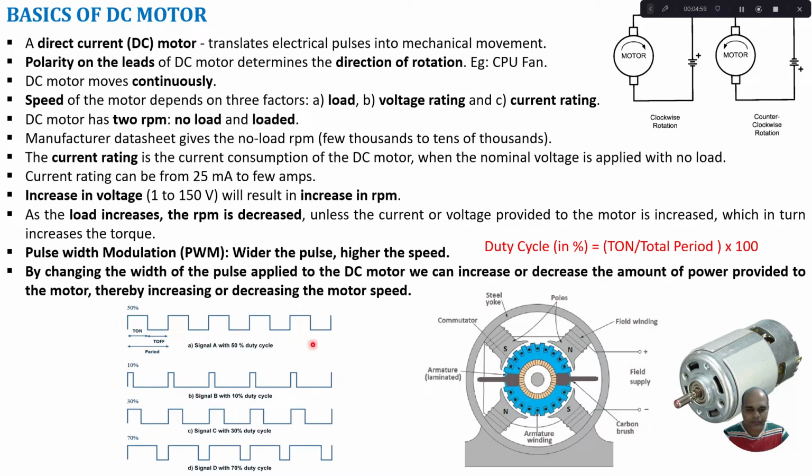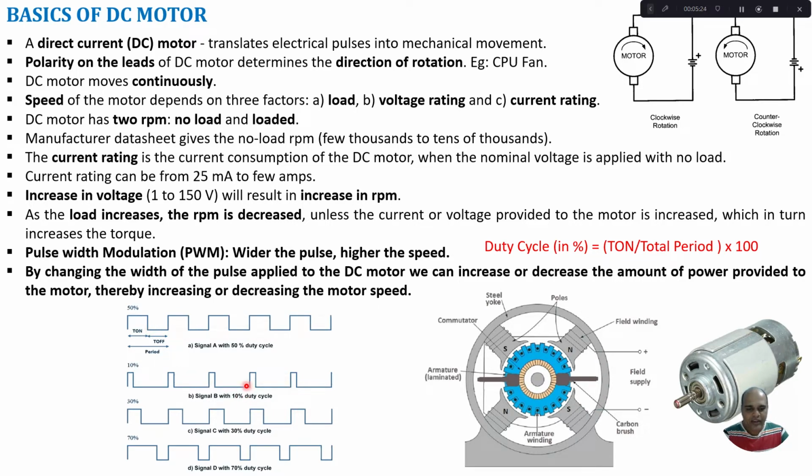So in the first plot I have shown the 50% duty cycle. If I take a total time period which contains on and off periods, out of this total time period, for 50% of the time we have on, and the remaining 50% of the time we have off pulse. Which means the amount of energy delivered to the motor is only 50%.